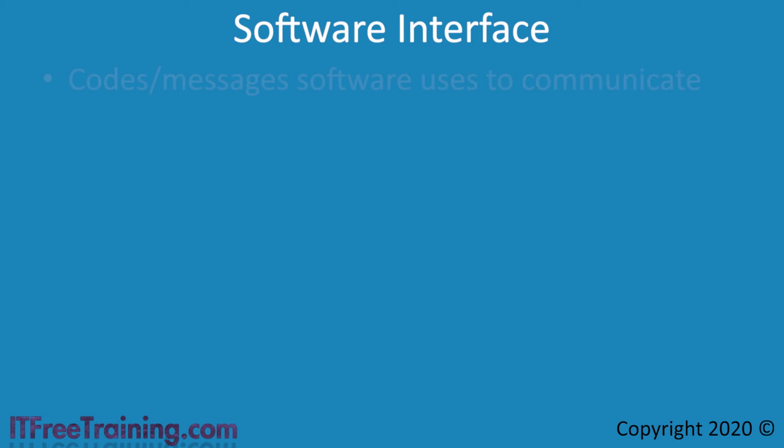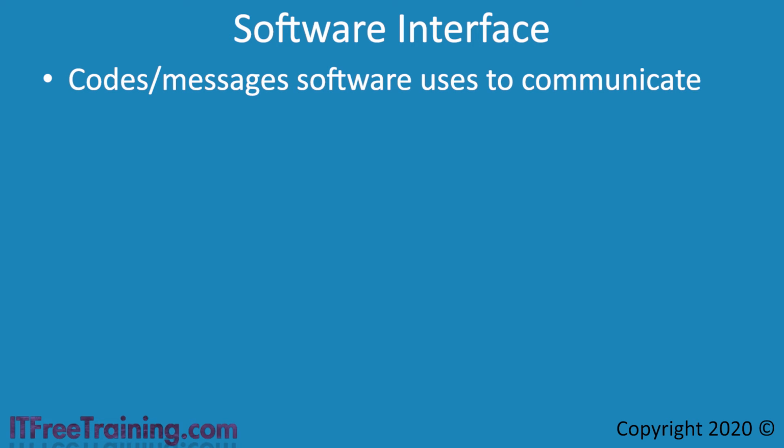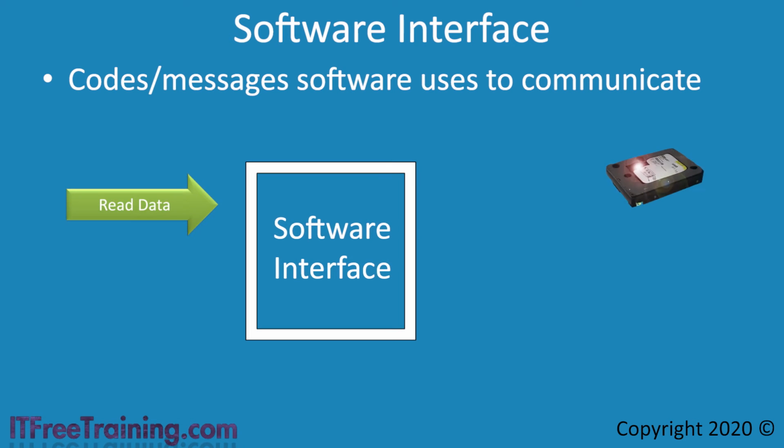Software interfaces are essentially codes and messages that software uses to communicate. This can be used for talking to other software interfaces or hardware. To understand better, let's consider an example. Let's say you want to read some data from a storage device, in this case a hard disk.